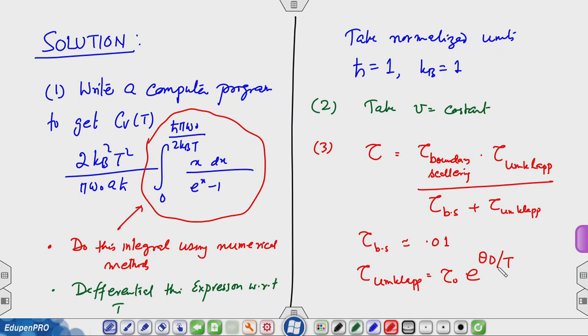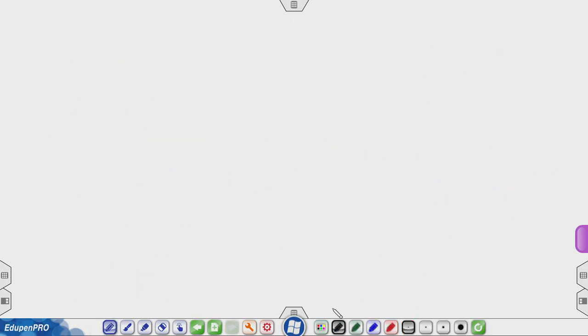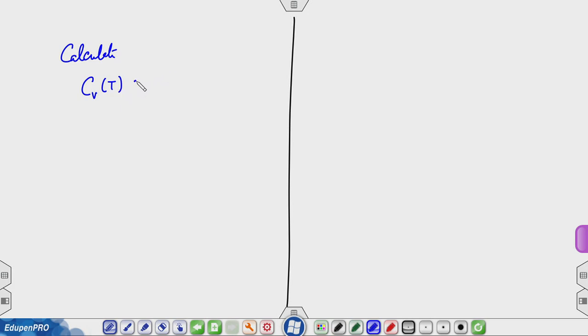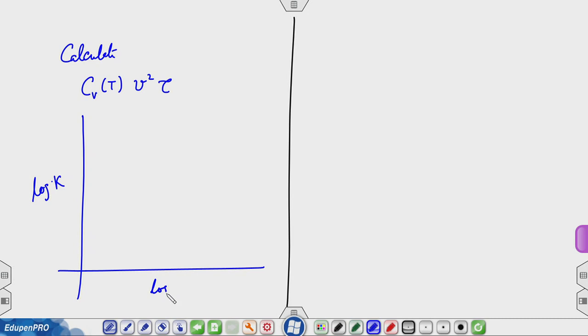Because e raised to theta Debye by T is roughly the number of phonons that are scattering other phonons. Now, tau 0, take this to be tau boundary scattering divided by some 10 or 100. You want tau 0 of the umklapp scattering to be small so that boundary scattering doesn't dominate for a long time. Then you calculate, you don't have to worry about the factor of 1/3, CV as a function of temperature, then V squared times tau. And you plot it. So when you plot it on a log plot, let me write log kappa and log T, what you will find, since this is one dimensional, you will get a linear variation here, then it goes up and comes down like this.